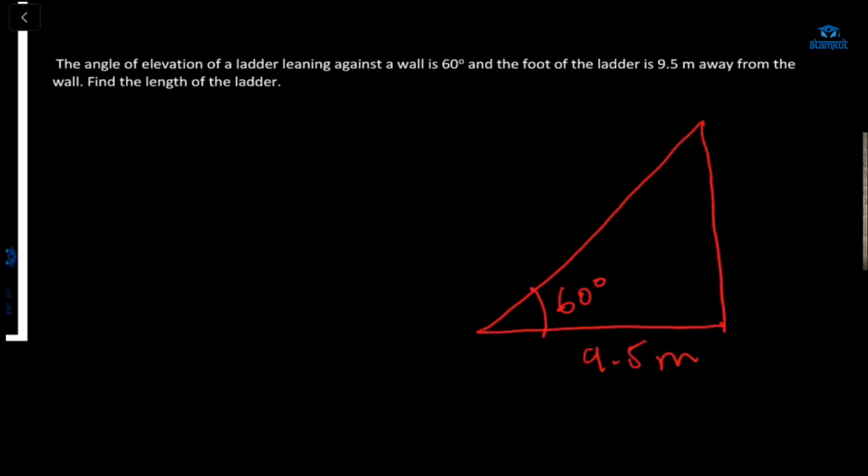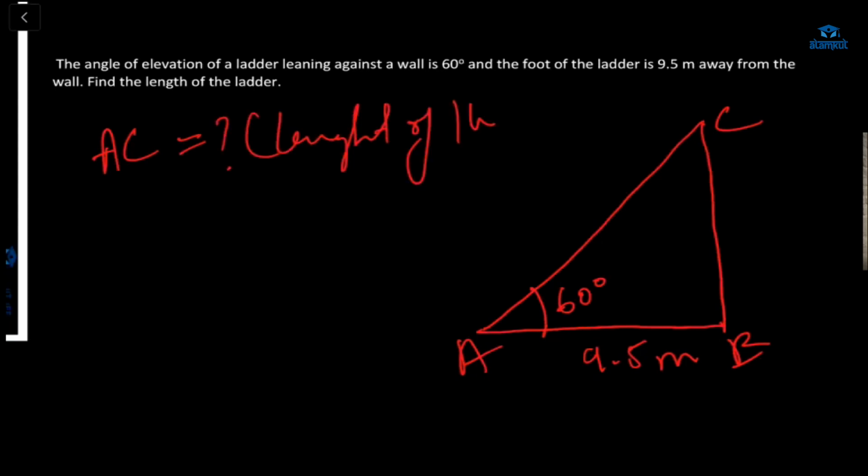Now this time you have to find, if you write A, B, C, the value of AC, which is not drawn. This is the length of the ladder. I'm not taking the answer yet. Yes, Shazan? Ma'am, actually, hypotenuse is given. Base is not given. Base is only given. See? And the foot of the ladder is 9.5 meter away from the wall. I will check my sum.